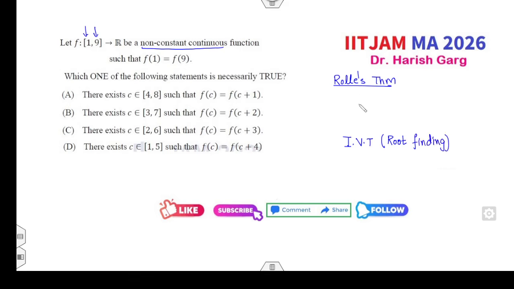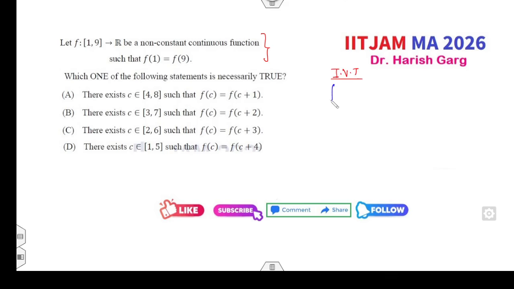But you can see the Rolle's theorem, इसके लिए आपको क्या चाहिए? The function must be differentiable. Is there anything given about the differentiability? Nothing is given to you about the differentiability. That means Rolle's theorem is not applicable. Function is continuous given, but function is not differentiable. होगा नहीं होगा, we never know about that. So that means I can apply the intermediate value theorem.